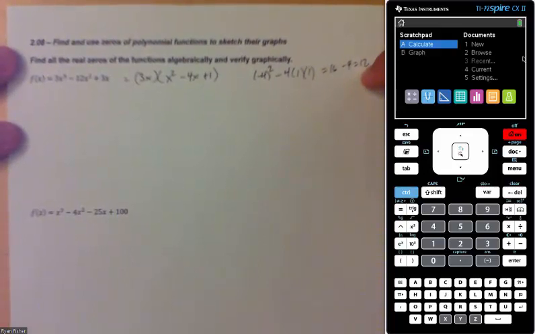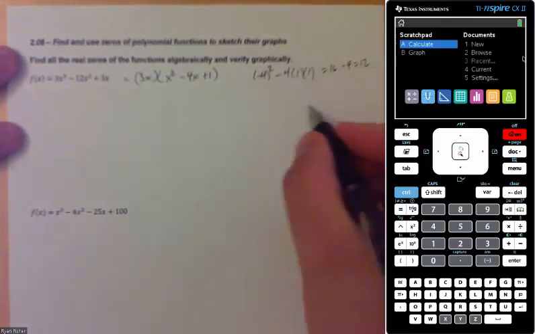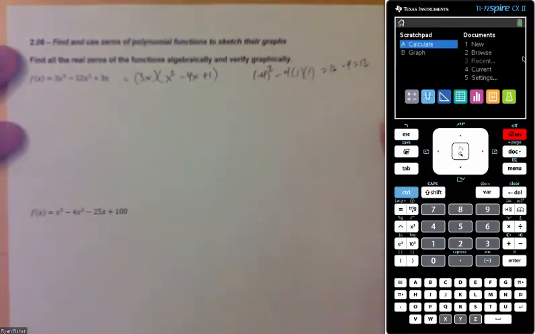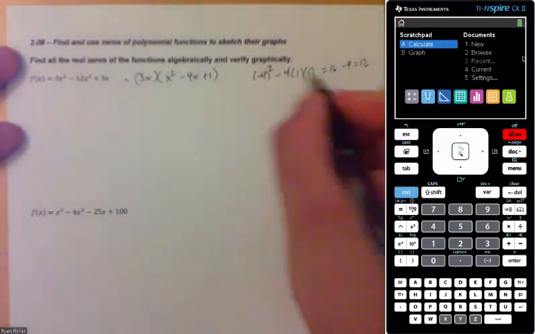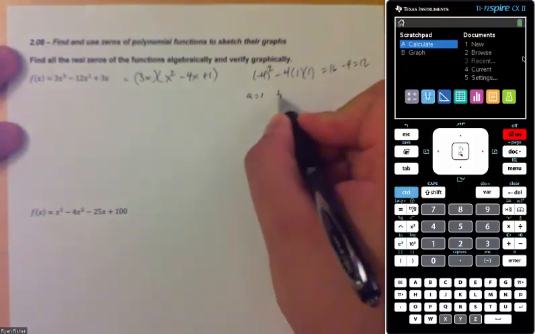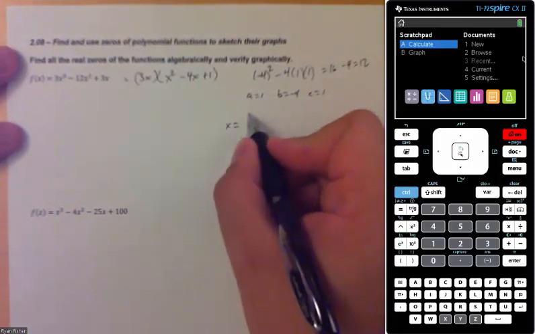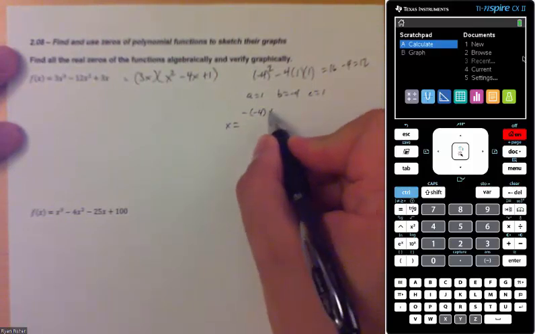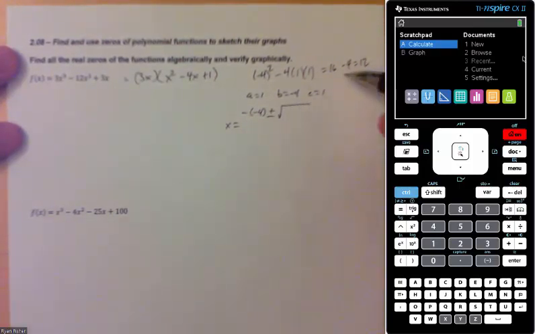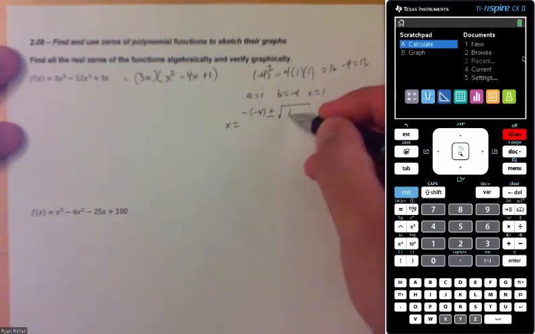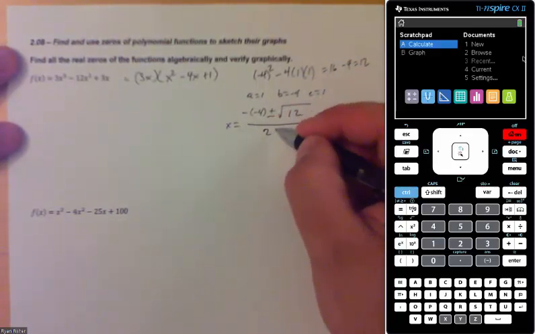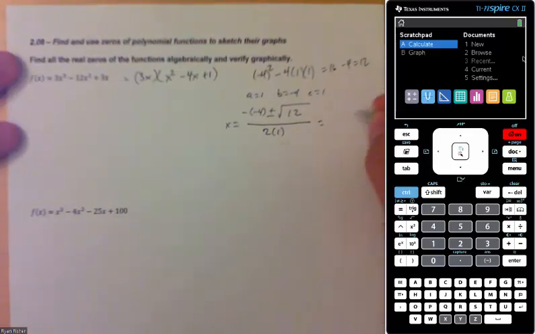To find them exactly, we're going to need to use the quadratic formula, which isn't so bad, because I've already figured out the discriminant. This goes underneath the square root in the quadratic formula. So a equals 1, b is negative 4, c is 1. x equals negative b plus or minus the square root of b squared minus 4ac, which we've already calculated to be 12, over 2a. So this is 4 plus or minus the square root of 12 over 2.